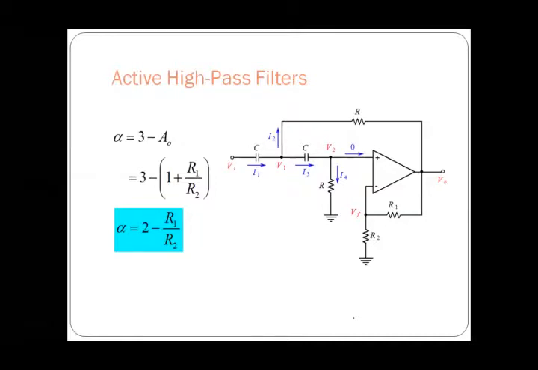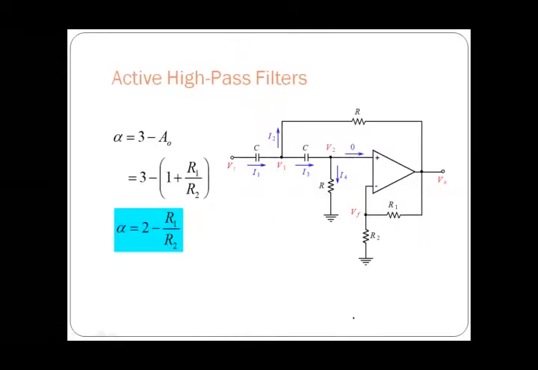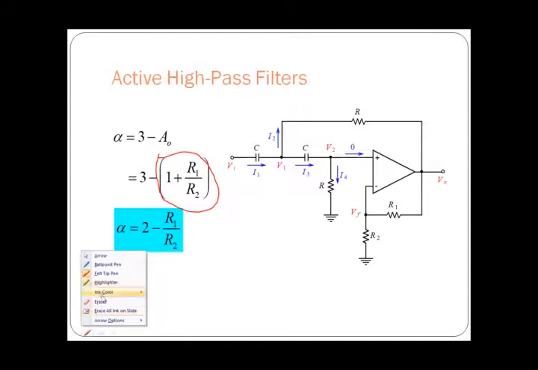As the damping factor alpha is equal to 3 minus a naught, as we have observed here, in the place of a naught we can replace it with its transfer function. Here the a naught is nothing but the gain of the non-inverting amplifier, which can be written as 1 plus R1 by R2. So in the place of a naught we are going to write 1 plus R1 by R2. So now the equation becomes alpha is equal to 2 minus R1 by R2.